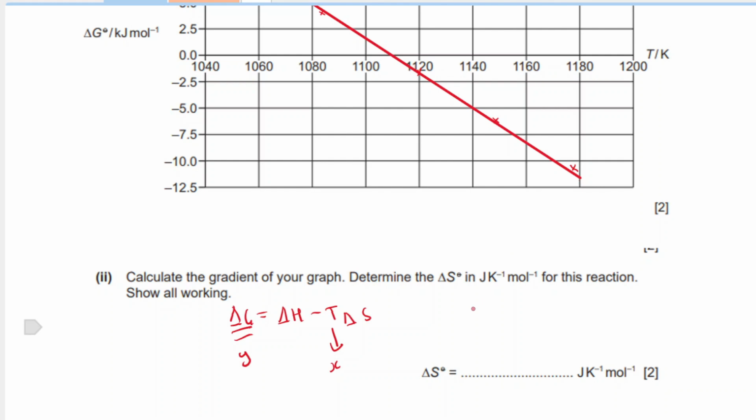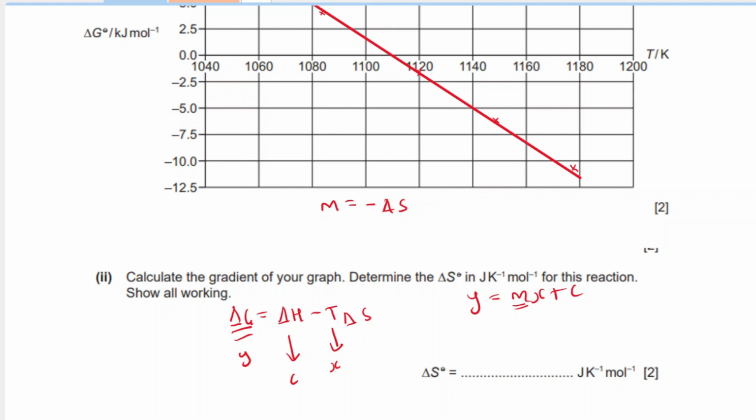Now, this is a similar sort of equation to y equals mx plus c, because it's a straight line graph, so this obeys y equals mx plus c. If T is your x, then the remaining part will be your gradient, and delta H is the c. So this part is c and negative delta S will be your gradient. Why is it negative delta S? Because only the T is the x, not negative T. So negative delta S will be the gradient of your graph. So your first step to solve this question is to identify that the gradient is equal to negative delta S.